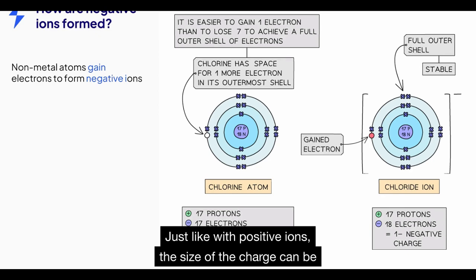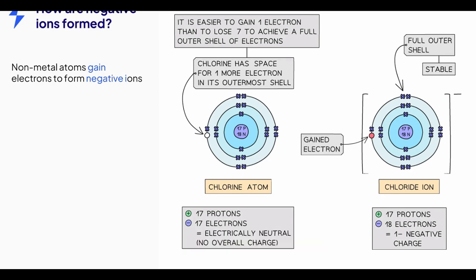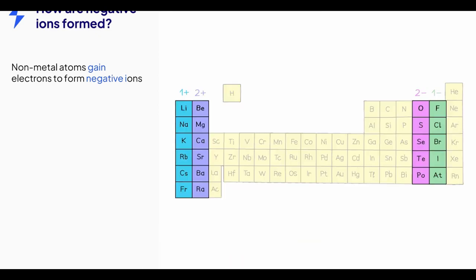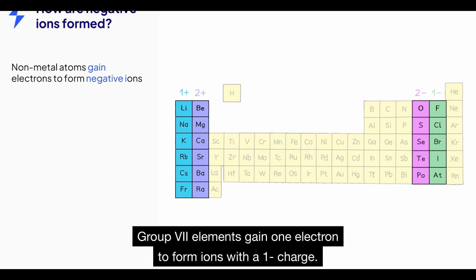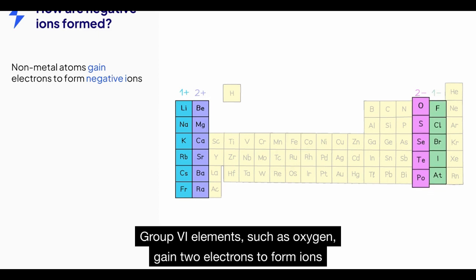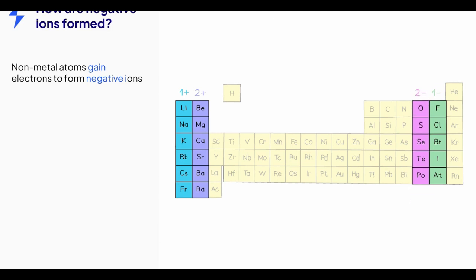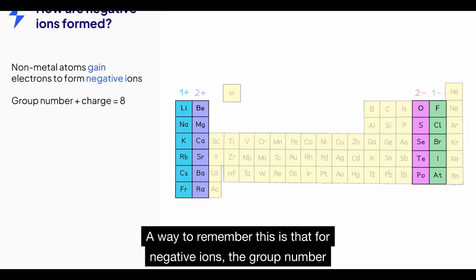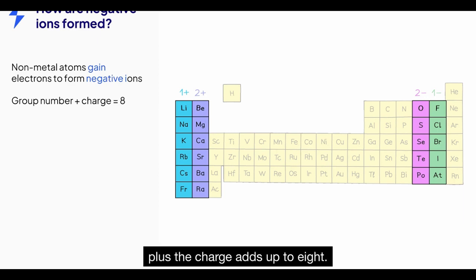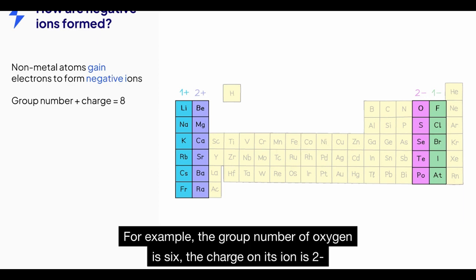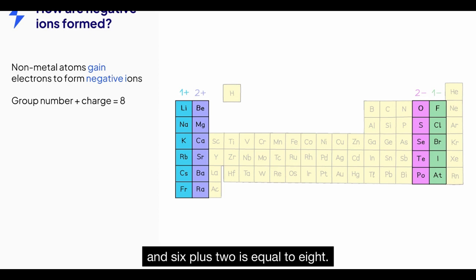Just like with positive ions, the size of the charge can be determined by the group number. Group 7 elements gain 1 electron to form ions with a 1- charge. Group 6 elements, such as oxygen, gain 2 electrons to form ions with a 2- charge, and so on. A way to remember this is that for negative ions, the group number plus the charge adds up to 8. For example, the group number of oxygen is 6, the charge on its ion is 2-, and 6 plus 2 is equal to 8.